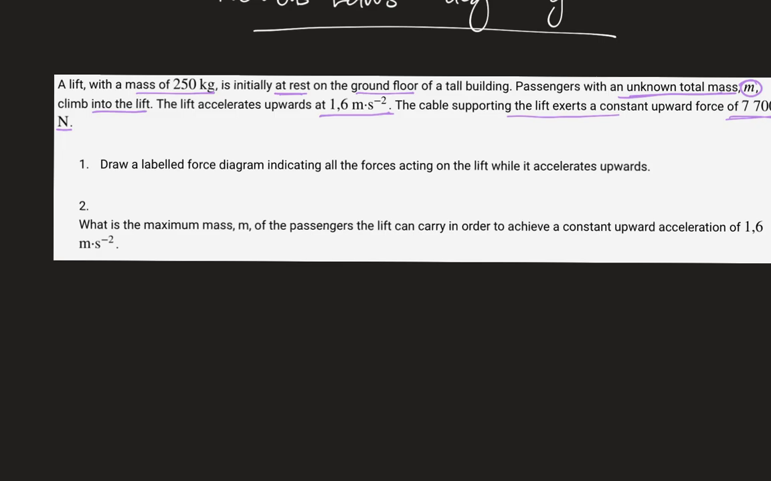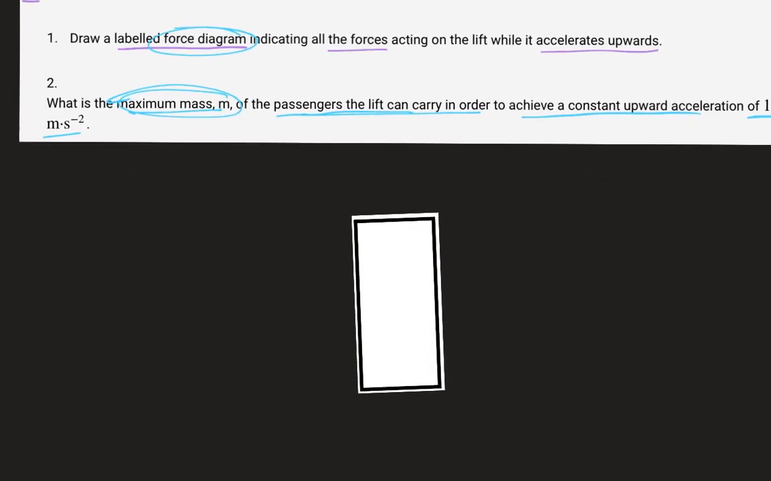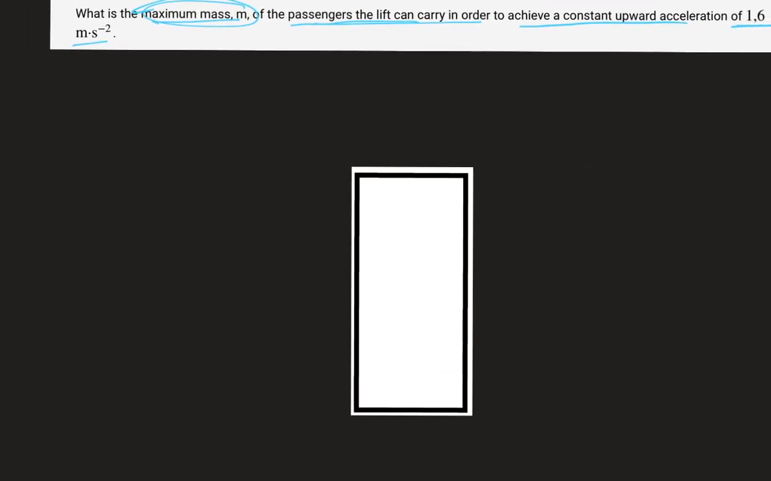The first question says, draw a labeled force diagram indicating all the forces acting on the lift while it accelerates upwards. And the second question says, what is the maximum mass of the passengers the lift can carry in order to achieve a constant upward acceleration of 1.6 meters per second squared. So we want mass here, and here we want a force diagram. So let's have a look at our force diagram.